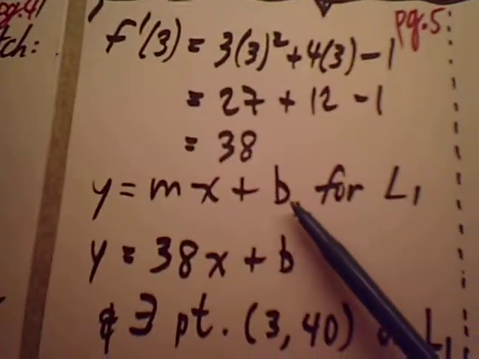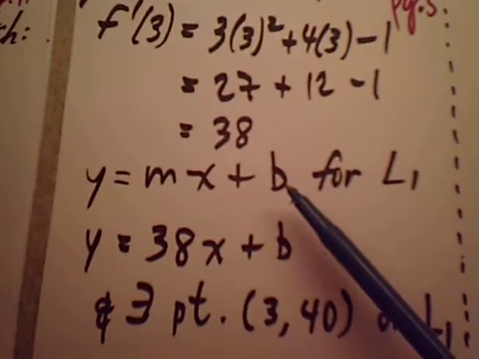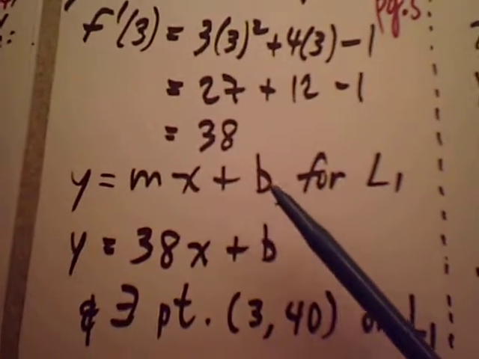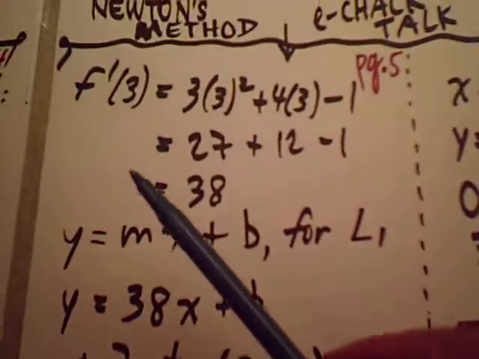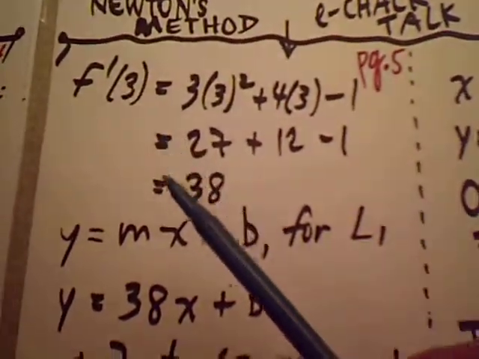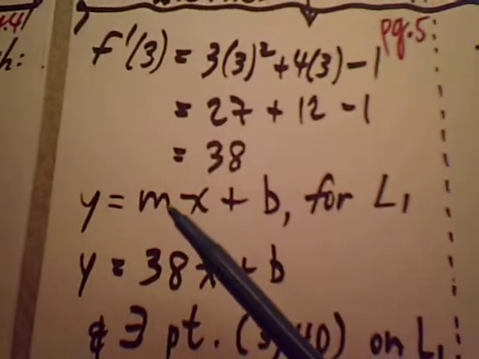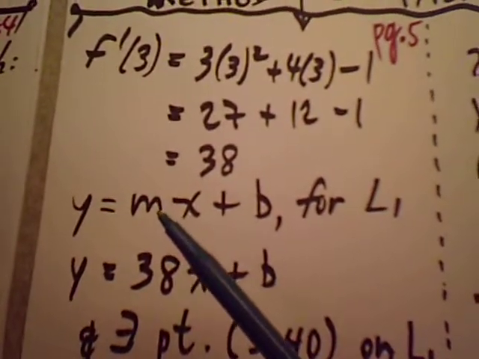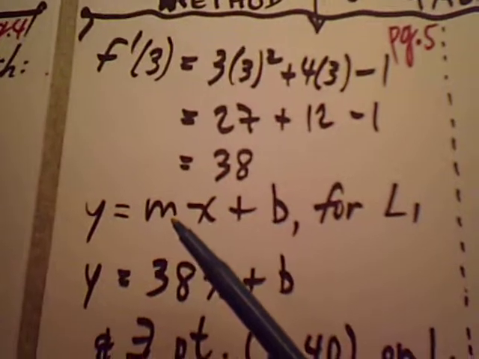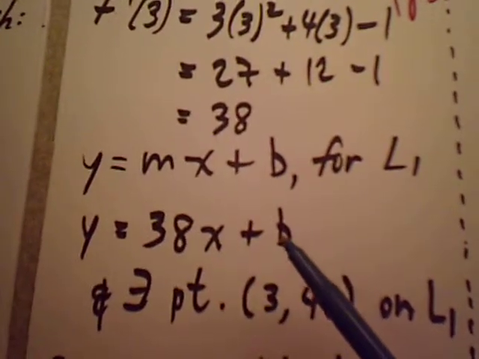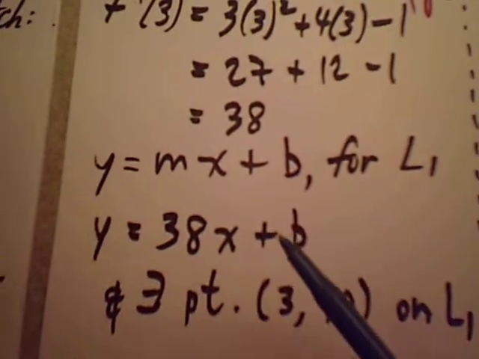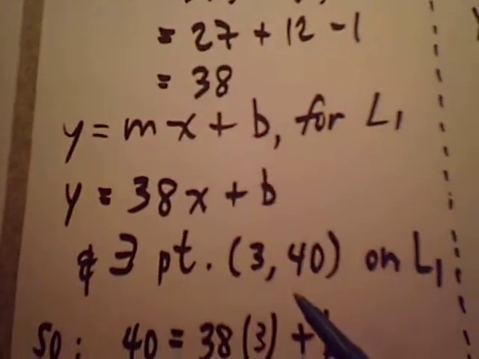The usual mx plus b that has been around, probably if you're at this level of math, you've seen this a million times. There's the slope of 38 that we just calculated. So m is f prime of 3. We're finding the slope of the first tangent line, which passes through the point on the function at 3, 40. Now we don't know the y-intercept, and we need the entire equation if we're going to be able to find the x-intercept, but we have the point.